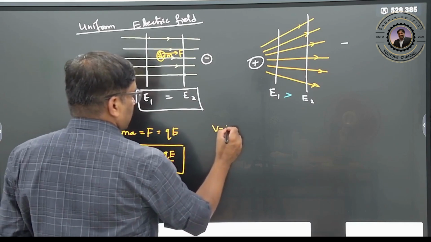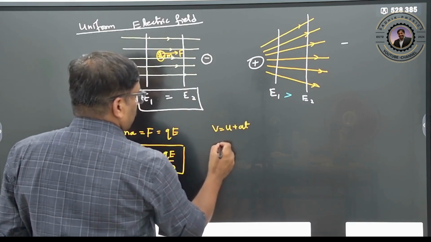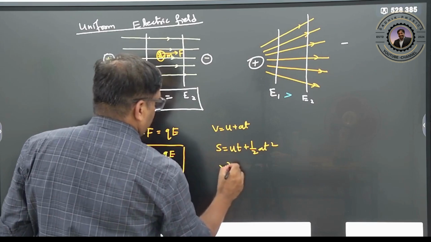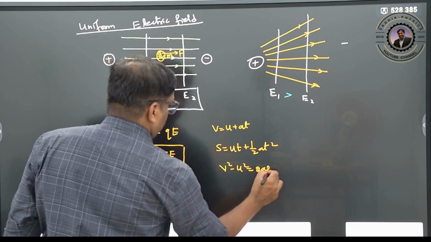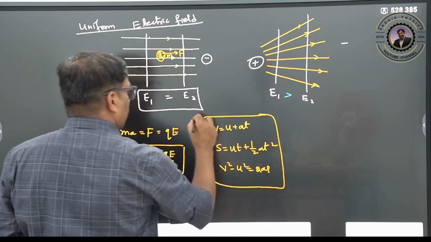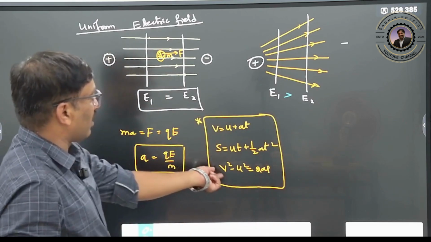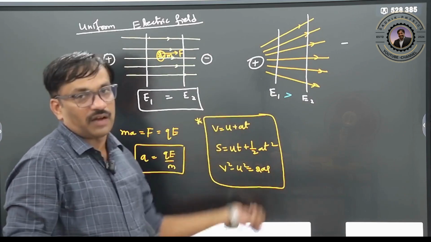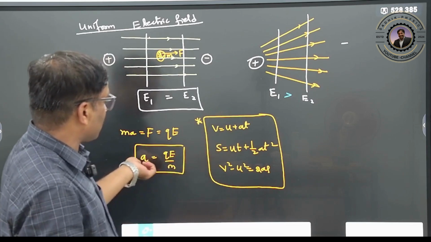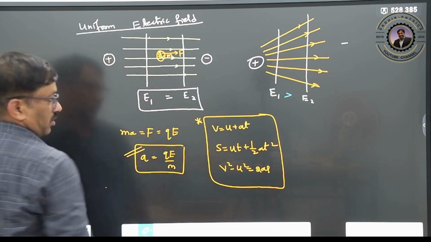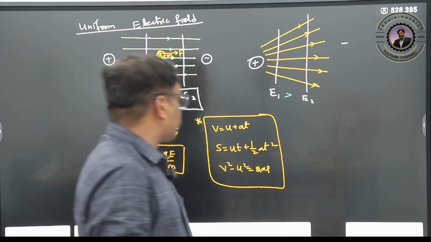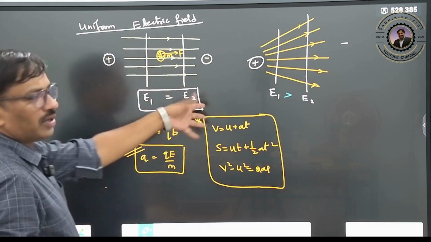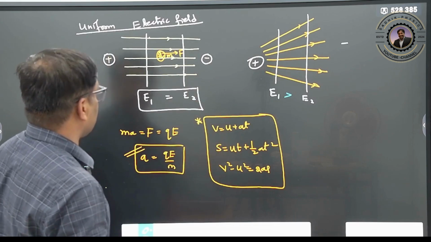Now what are the equations? V equals U plus AT. S equals UT plus half AT squared. V squared minus U squared equals 2AS. In this way you can use them. Velocity after a certain distance, distance travelled in some time, velocity after a certain time: you need to use this acceleration. Clear? So you can calculate all of these and use whichever equation is required.